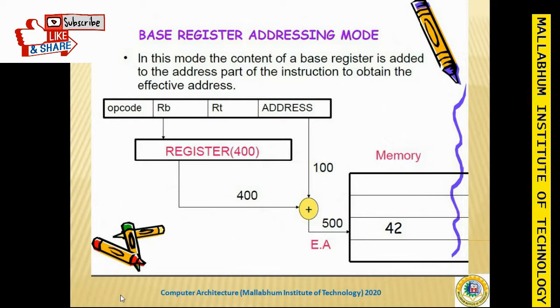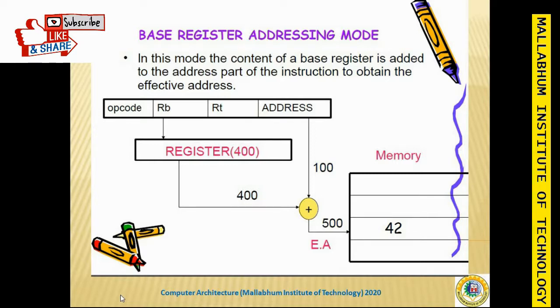Next is the base register addressing mode. This mode is for relocation of the program in memory, a technique for moving a program or data segment from one part of memory to another part of memory. Relocation is an important feature of a multi-programming system. In this mode, again the effective address is specified: the content of the base register is added to the address part of the instruction to obtain the effective address.